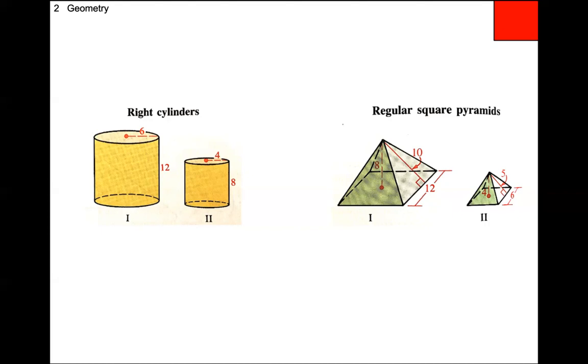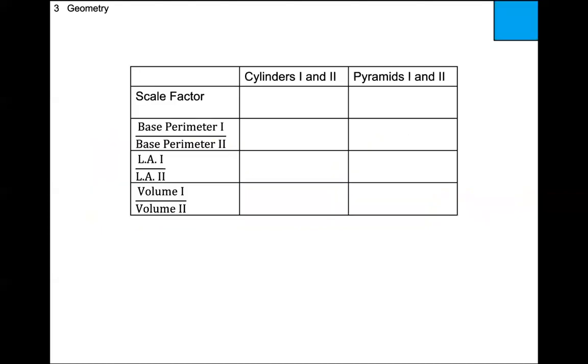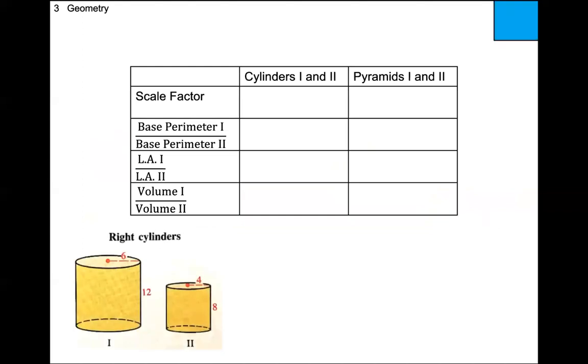All right, so I mentioned we're going to do a table. So we're going to take this data and do a table with this data. We're going to start off with the cylinders, and then the second column we'll do the same exercise with the pyramids. All right, so let's see what we're doing here. So I have two cylinders, a large one and a small one. My claim is that they're similar. We have dimensions. Let's see, what dimensions do we need for cylinders? Well, we just need a radius and a height. That's the only dimensions we need for cylinders, radius and a height.